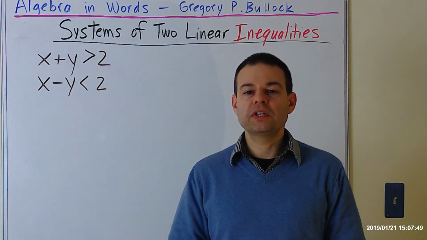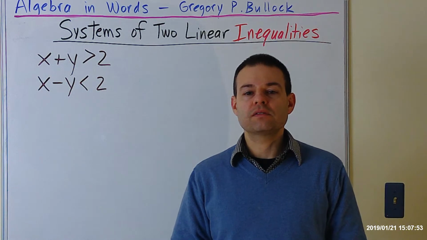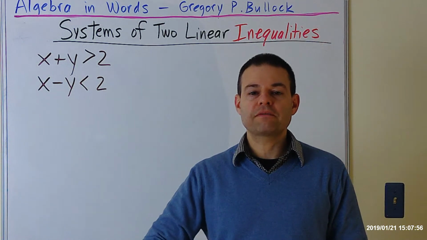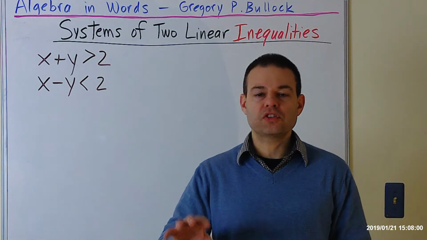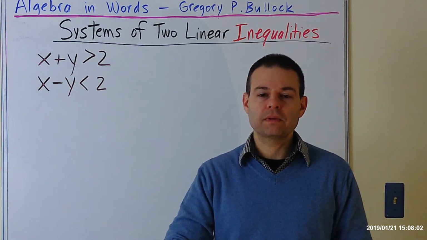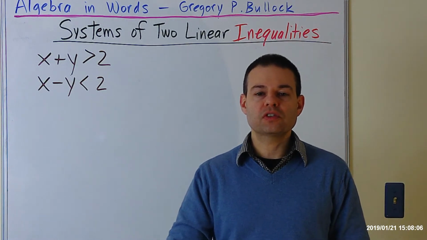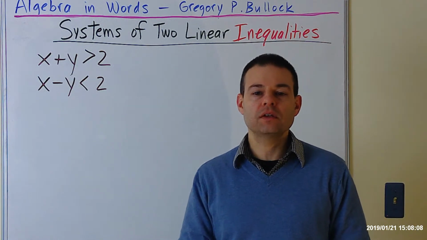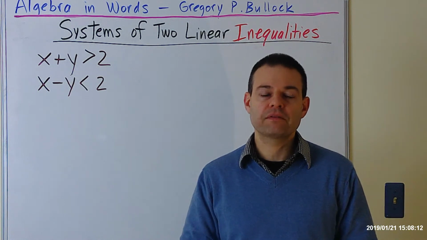For a system of two linear inequalities, the solution is the region on the graph where the two graphs' shaded regions overlap. To summarize, the solution to a system of two linear inequalities is the overlapping shaded region on the graph.